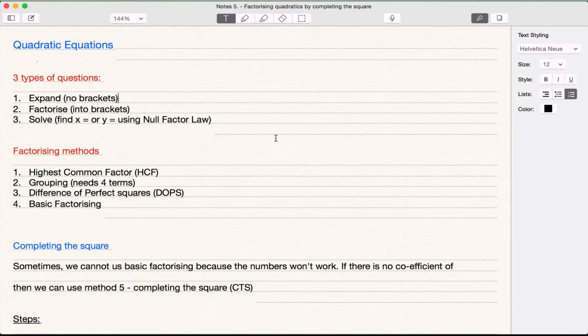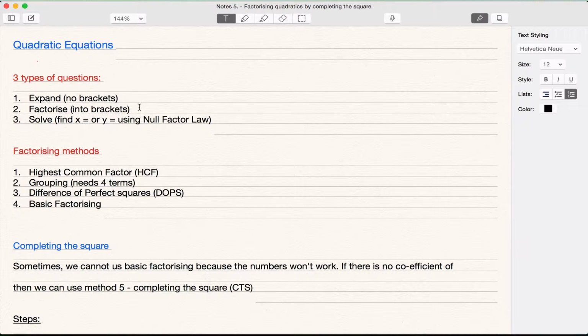So you'll remember there are three types of questions you'll be asked in this unit of work. The first one asks you to expand a quadratic. That means expand the brackets so there's no brackets anymore, it's fully expanded.